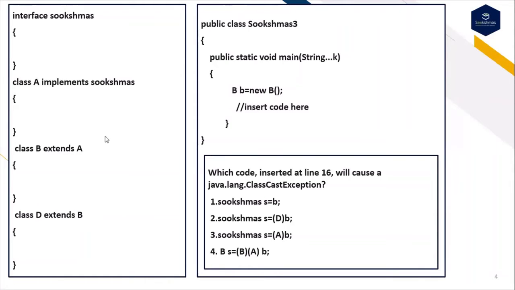And here I have created the object for the class called B, and here we need to insert the code. Which code inserted at this line causes the ClassCastException? Okay, and these are some of the options.